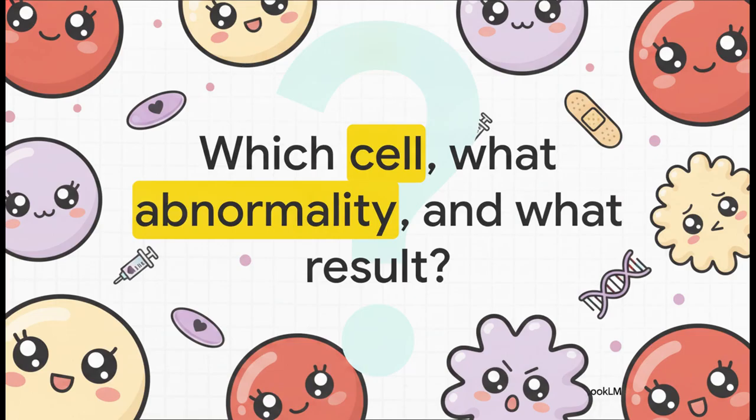Whenever you're studying a blood disease, it is incredibly easy to just get totally lost in the weeds. So to prevent that, I want you to keep this guiding question in mind as our true north. Which cell is affected, what specific abnormality occurs within it, and what is the ultimate result? Honestly, if you can answer those three things, you can understand pretty much any hematological disease.